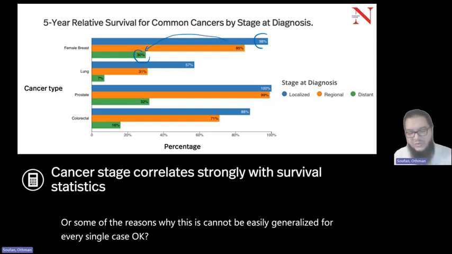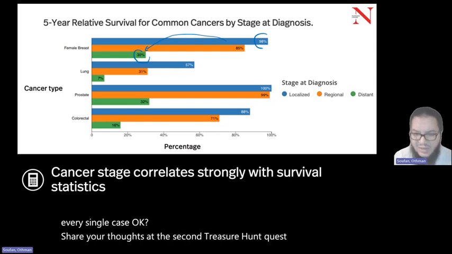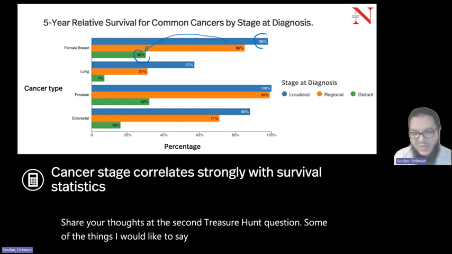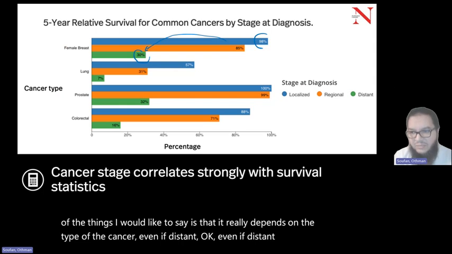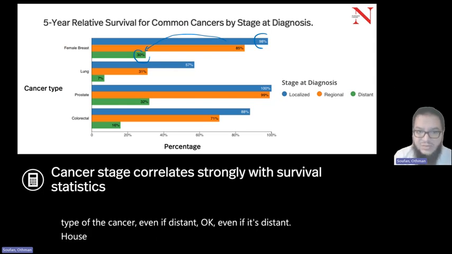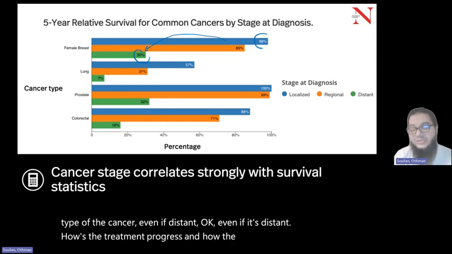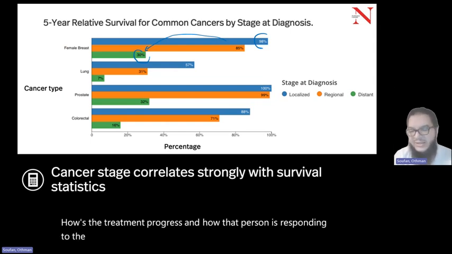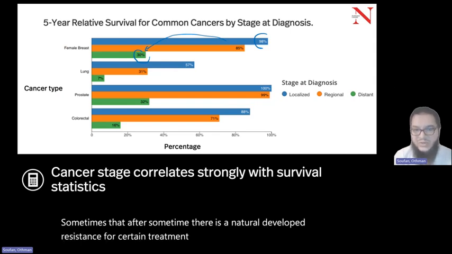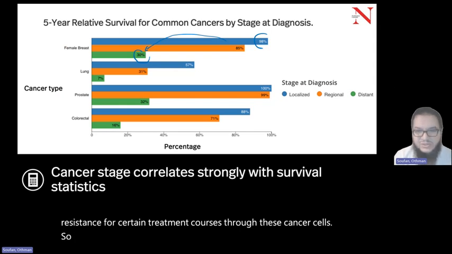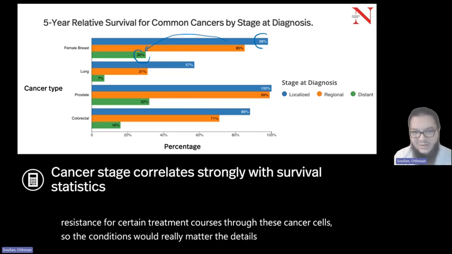Share your thoughts on the second treasure hunt question. Some of the things that I would like to say is that it really depends on the type of the cancer, even if it's distant, okay, even if it's distant. How's the treatment progress and how that person is responding to the treatment. And sometimes we know that after some time there is a natural developed resistance for certain treatment courses through these cancer cells. So the conditions would really matter, the details would really matter, okay?